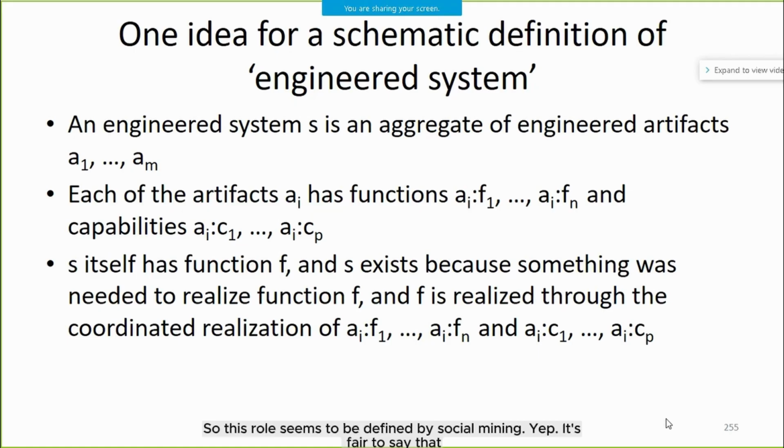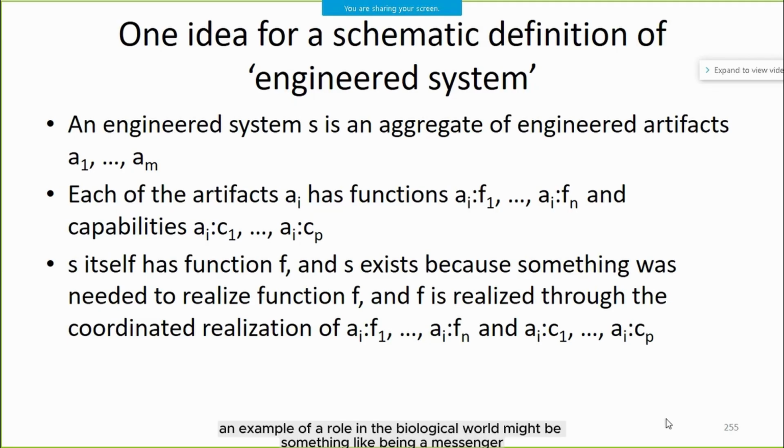It's where we just come, Krishna role. So this role seems to be defined by sort of menu. Yep. Is it fair to say that these are only applicable to objects that exist in this sort of social context? And is there an example of a role in a material system?